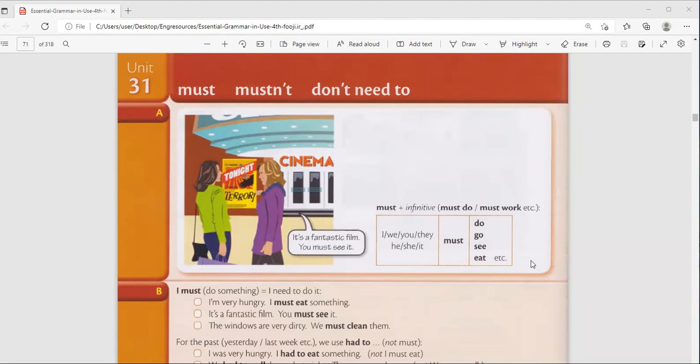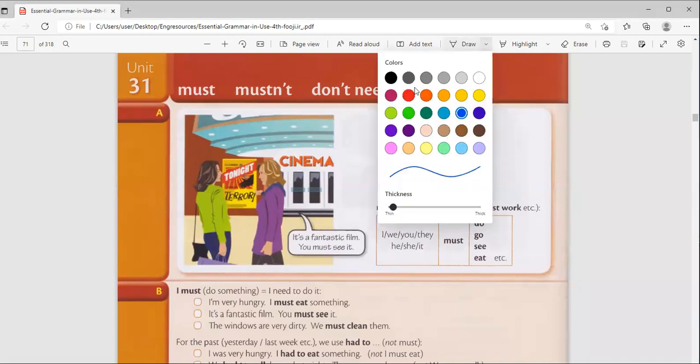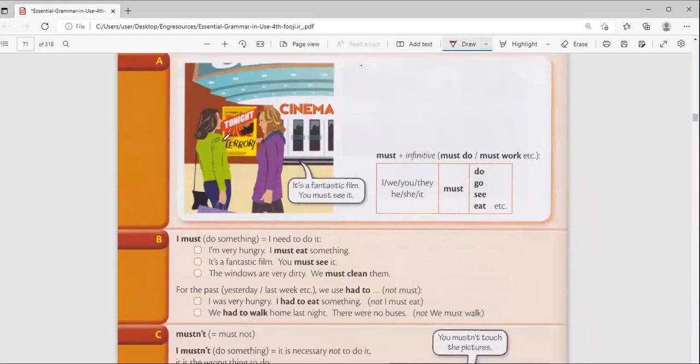So can you see, don't need to is not strong. You can either do it or not. But must means please do it. Mustn't means please don't do it. So with that short introduction, ladies and gentlemen, let us now look, though I know you have understood, but let's now go through. Look at this lady. The lady says, it's a fantastic phone.